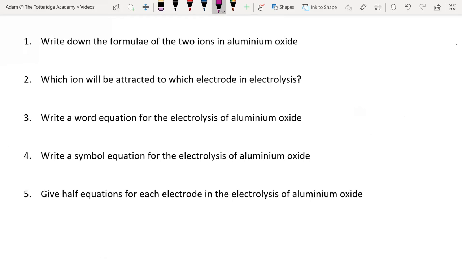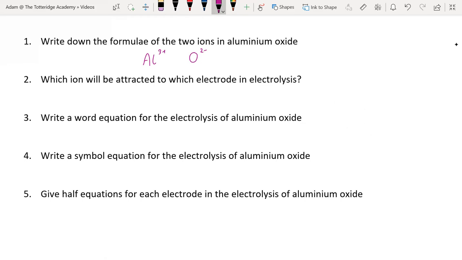The formulae of the two ions in aluminium oxide. So that would be Al3+ and O2-. Again, we've done this many times. I know this because aluminium is in group 3, because oxygen is in group 6.